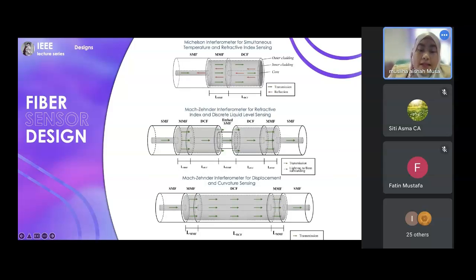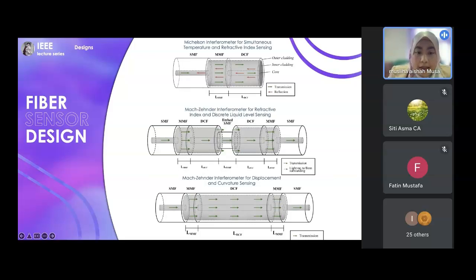What I create here is a commonality, because I can use the same type of fiber for different types of parameter. So for the first design, I use single mode fiber, multi-mode fiber, and double clad fiber at the tip. For this one, I use a reflection mode, and I can sense temperature and refractive index.